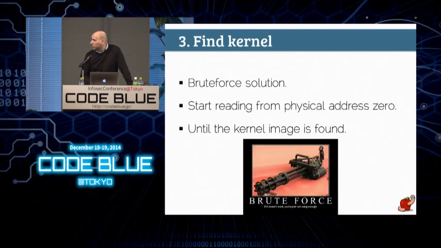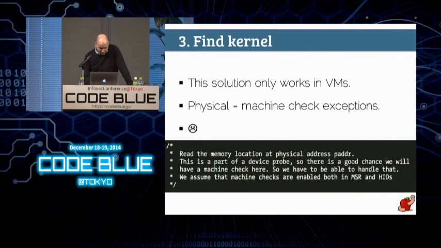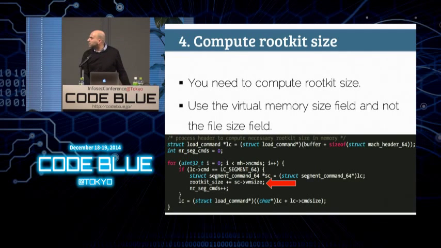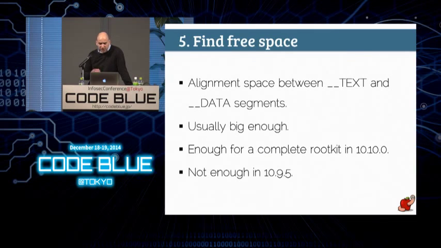The brute force solution is just read everything. I will skip over this because of time constraints. Same thing, compute the rootkit size, the same exact technique for that, to find the free space.